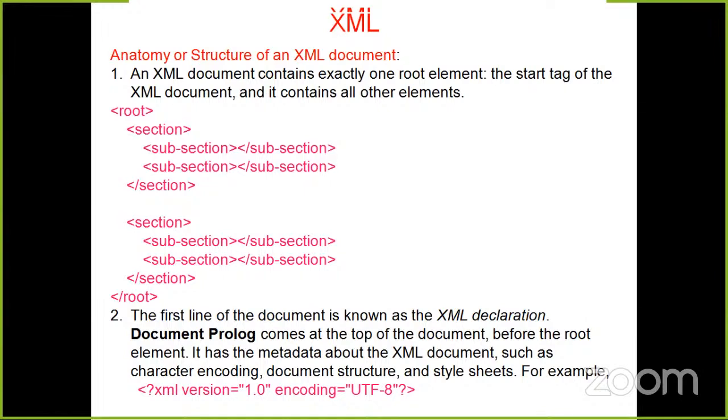So an XML document contains exactly one root. एकच root असतं. The start tag of your XML document. हे बघा इथं root आहे आणि end root. त्याच्यानंतर you can create sections, and in a section you can create subsections also. त्यामुळे इथे section 1 आणि इथे section 2, पण all these have only one root. This is the structure, that is the first step.